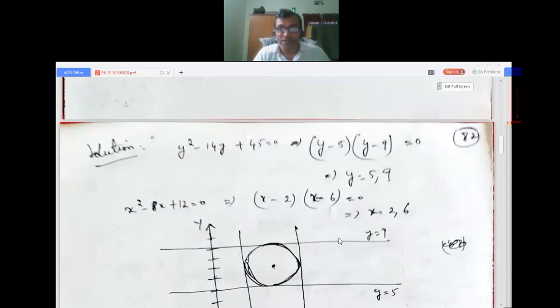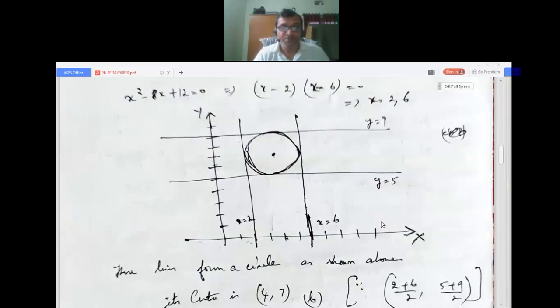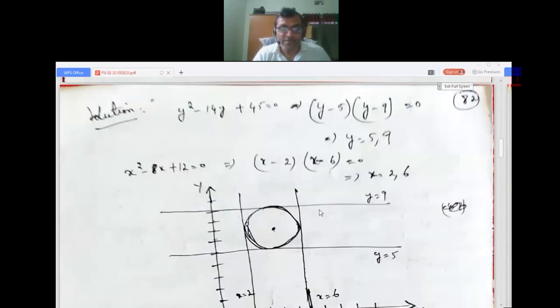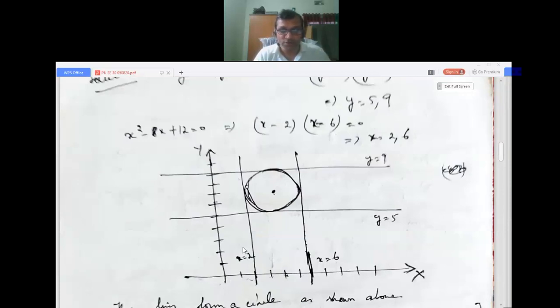Then another is x equals 2. If I take x equals h, it is the equation of a straight line parallel to the y-axis, h units to the right. If x equals minus h, it is the equation of a straight line parallel to the y-axis, h units to the left. So in the same way, here you get x equals 2 and here you get x equals 6. I hope you followed this. This is from the basic straight lines.